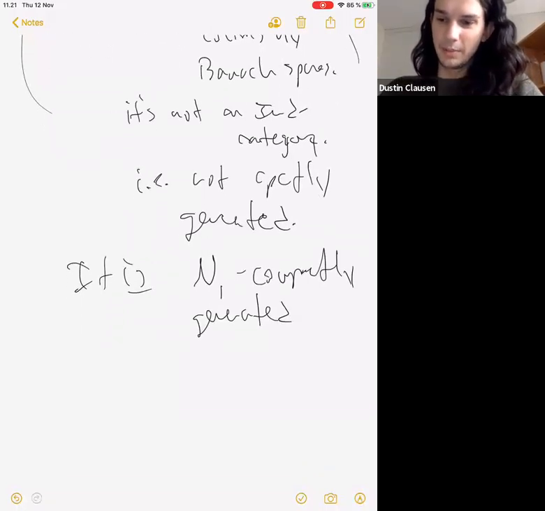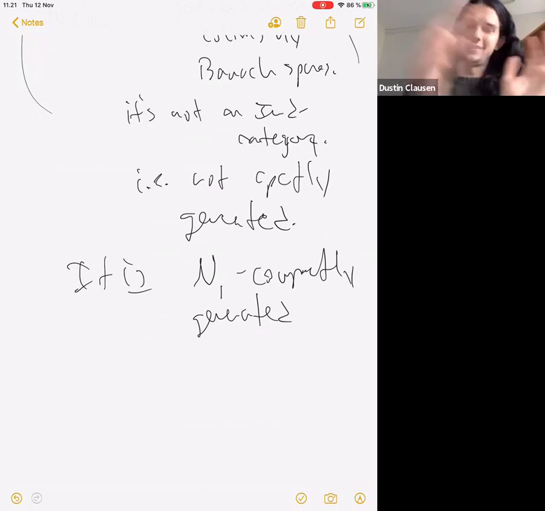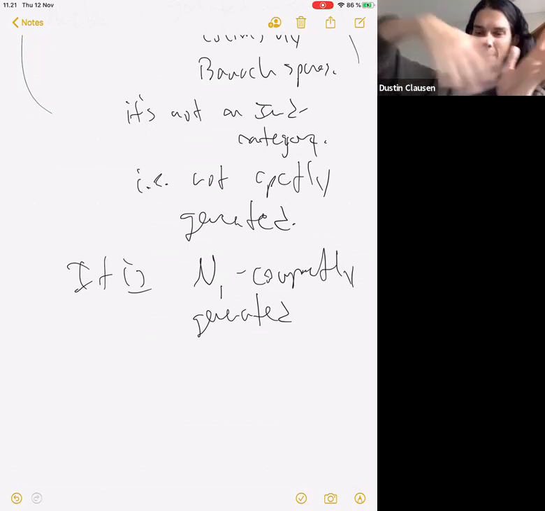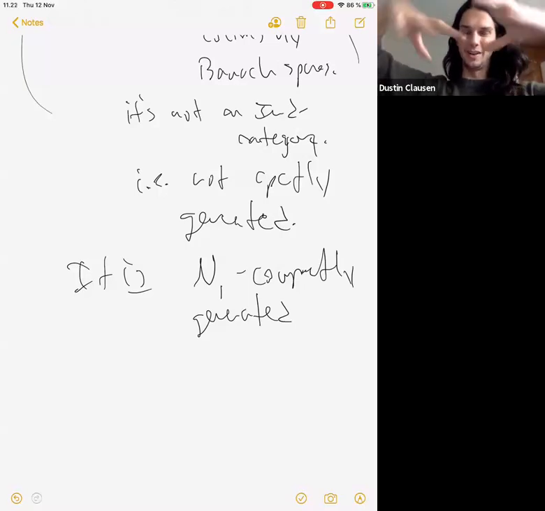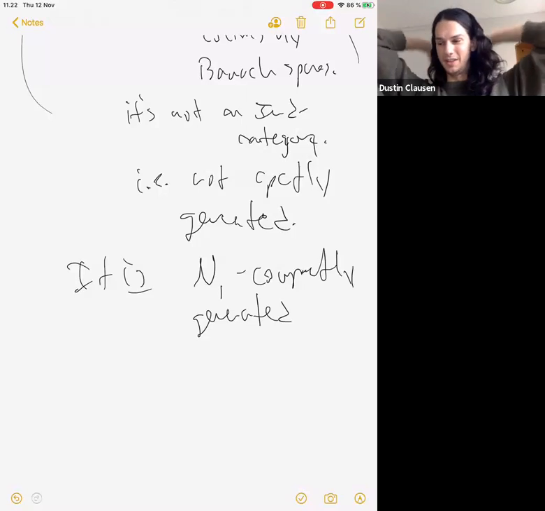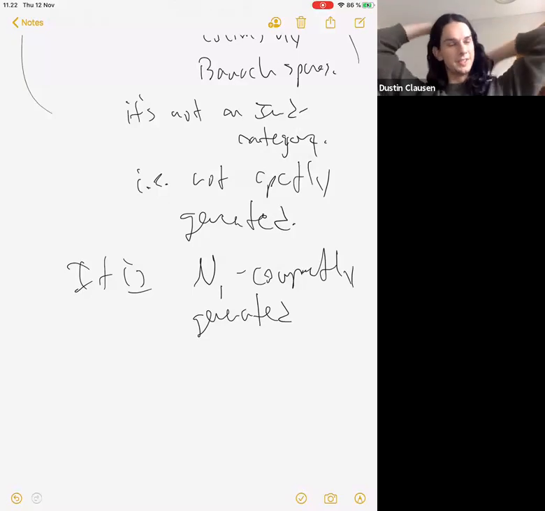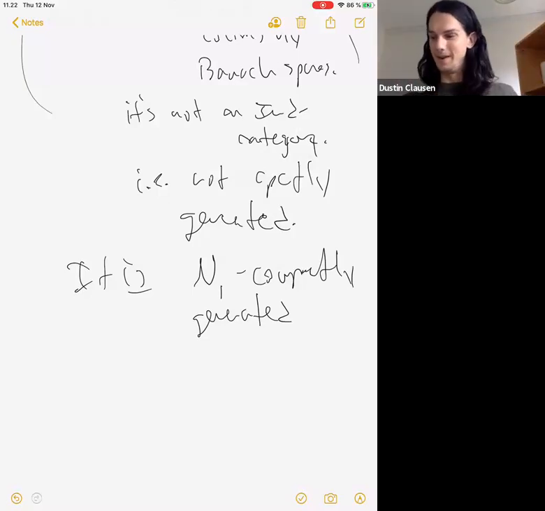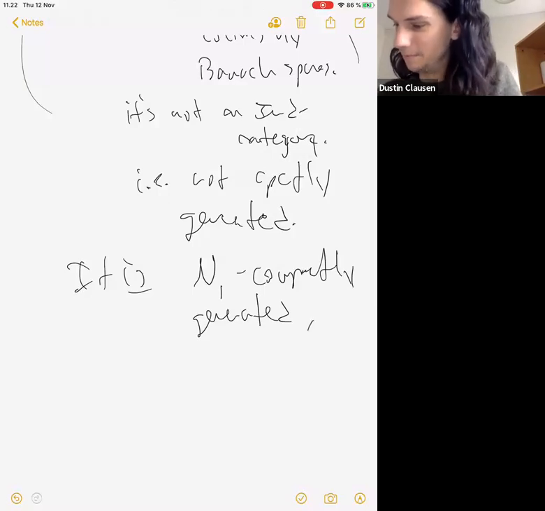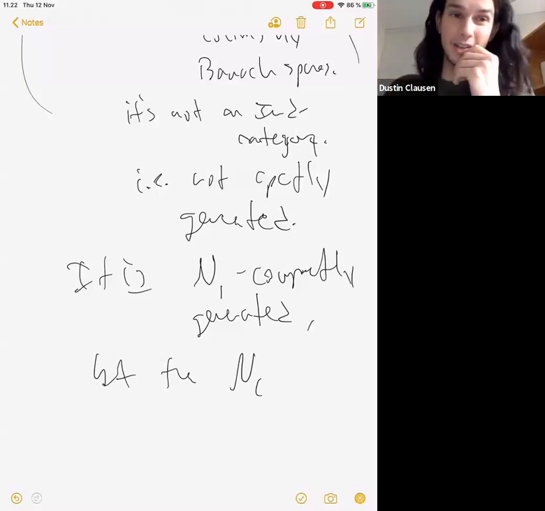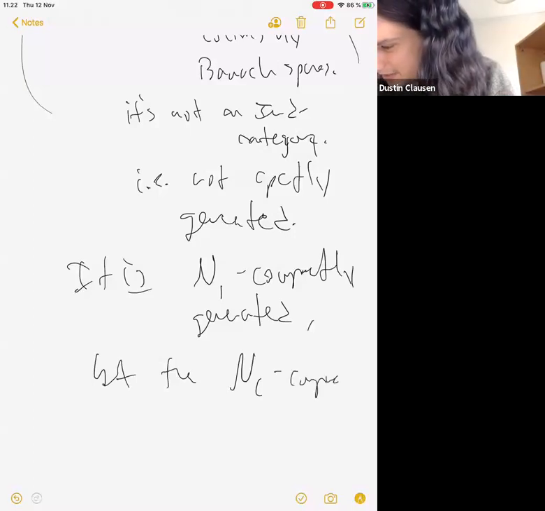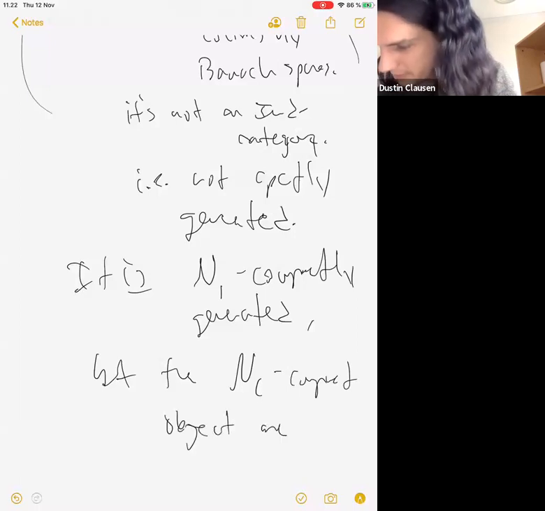So what does that mean? Well, a compact object is a thing such that mapping out of it commutes with filtered colimits. An Aleph-1 compact object commutes with Aleph-1 filtered colimits, which are diagrams where every countable subdiagram has a cone. So Aleph-1 compactly generated objects are closed under countable colimits. It's kind of a bigger class, but the Aleph-1 compact objects are also different from the Banach spaces.